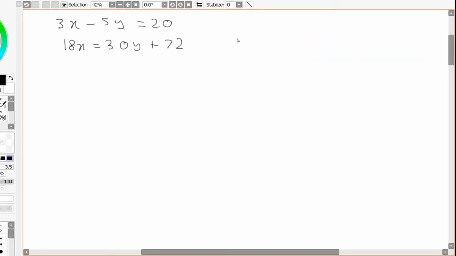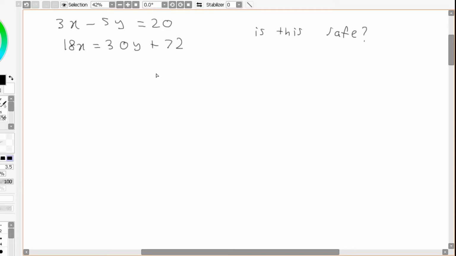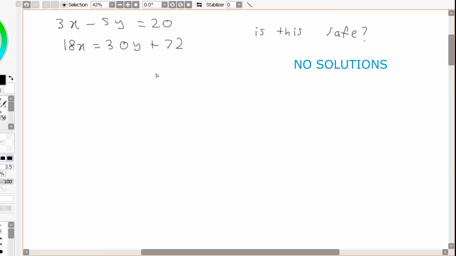The question is, is this safe? Can the airplanes be flying at these trajectories? Well, to solve this question, we really just need to see if the airplanes will intersect, which means that they would crash, and then that would not be safe. So we want to check how many solutions this system of linear equations has. What we want is for there to be no solutions.